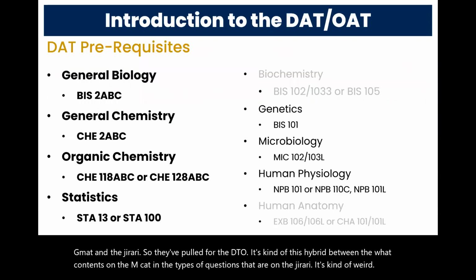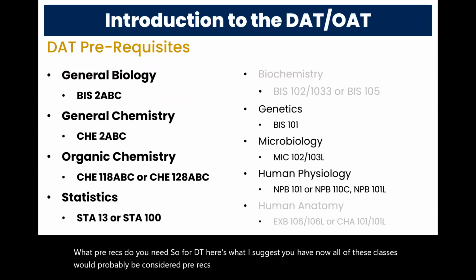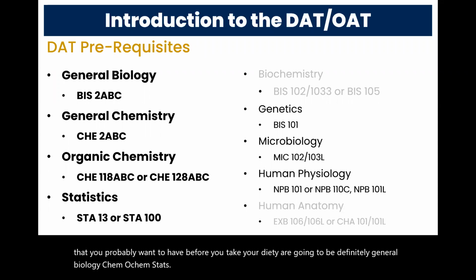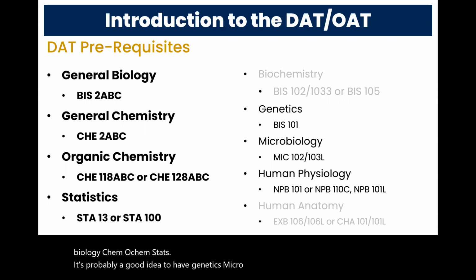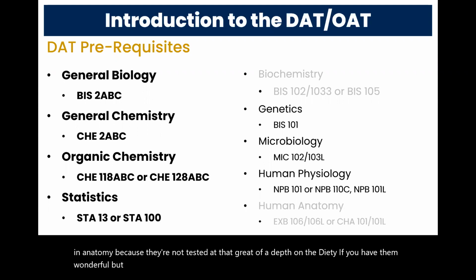What prereqs do you need? So for the DAT, here's what I suggest you have. Now, all of these classes would probably be considered prereqs for getting into dental school, but the ones that you probably want to have before you take your DAT are going to be definitely general bio, GChem, OChem, stats. It's probably a good idea to have genetics, micro, and physio, but you can leave off biochem and anatomy because they are not tested at that great of a depth on the DAT. If you have them, wonderful, but if not, you can save those for your senior year and still be okay, assuming you're taking your test between your junior and senior year.